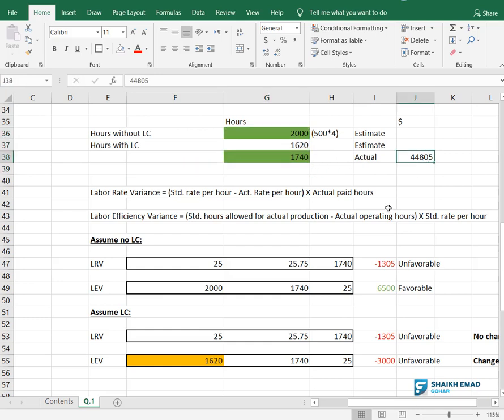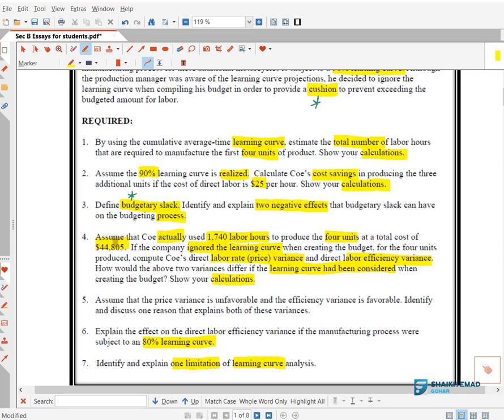And what is this figure? 44,805. This is the total actual labor cost you paid to them. How did I get to know this 44,805? This is given in the question. This one, 44,805. Getting it?